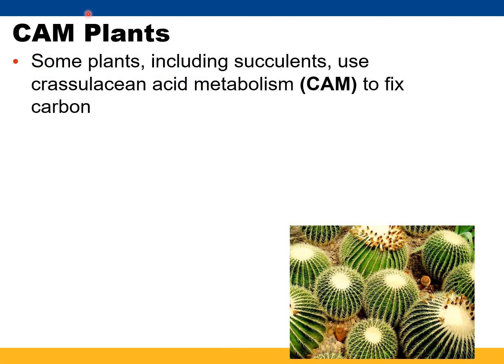Another evolutionary strategy is CAM, crassulacean acid metabolism. I'm never going to ask you to pronounce that, and I don't pronounce it very much. But CAM is another way of fixing carbon that doesn't require a whole lot of water, hardly any. That's why you see CAM plants in the hottest and driest environments, like cacti in the desert. Or if you have an aloe plant, that aloe plant is a CAM plant.